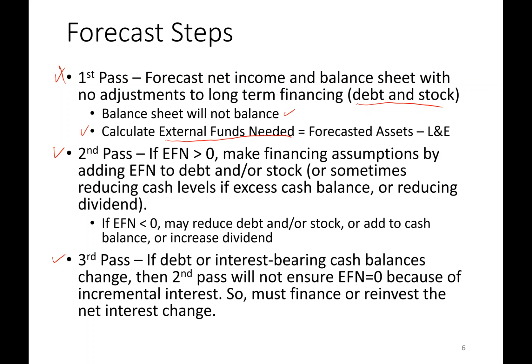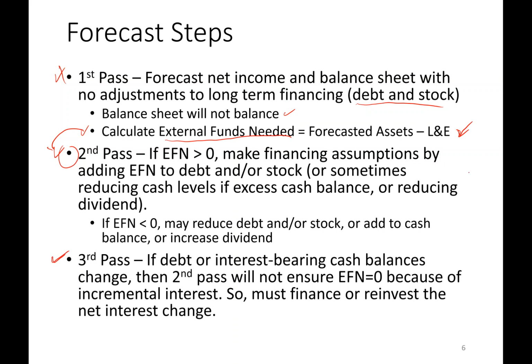So based on your forecast of income and assets and working capital and those things, you're going to then know what the difference between your assets and liabilities and equity is. And that's going to be your EFN, your external funds needed. Your second pass is when you deal with the external funds needed. On your second pass, you then evaluate that external funds needed and say you need another $100 to finance your asset growth. Well, you need to make some assumptions. Am I going to raise debt? Am I going to raise equity, or issue debt or issue equity? Or maybe I can just use some of the cash balances. So on the second pass, you're dealing with your external funds needed.